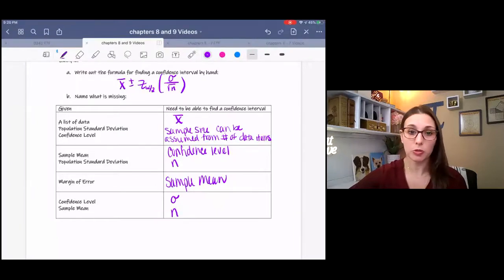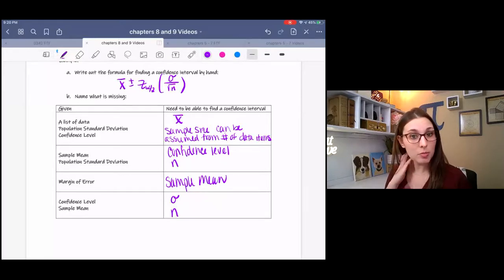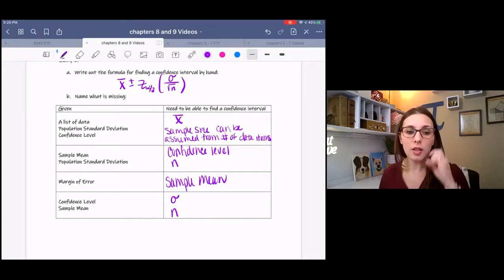So hopefully you took some time to figure this out on your own. If you are given a list of data, the population standard deviation and the confidence level, then you are only missing the sample mean. You might have put sample size, but if you're given a list of data, then the number of observations in the data is how many samples there are. So you can assume that based on your list, which means that you're really only missing your sample mean.